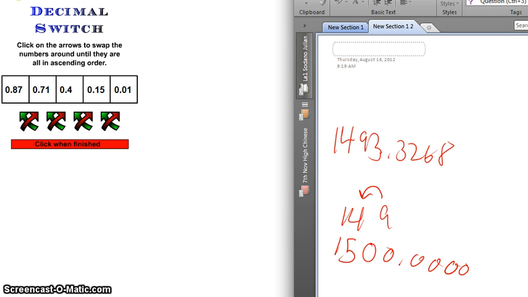Okay, highest number. Can you find it? On the very right. Let's put that in first. Okay, next highest number. 0.71. Next number, 0.4 to 0.1015 to 0.01.